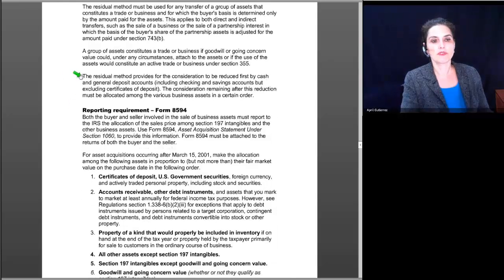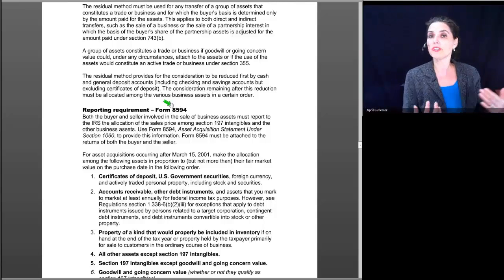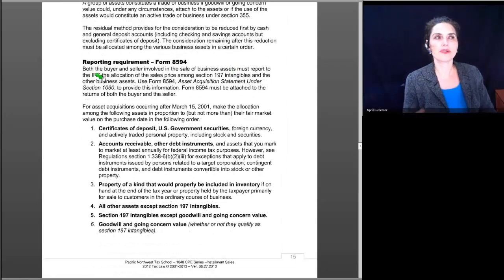The residual method provides for the consideration to be reduced first by cash and general deposits, including checking accounts but excluding certificates of deposit. The consideration remaining after this reduction must be allocated among the various business assets in a certain order. And this reporting requirement is fulfilled by completing Form 8594. That's the form where you report the sale of a business or the purchase of the business, depending on which side you are. In our case, we're working as the seller, so we would be filling out 8594 as the seller. So let's take a look at reporting requirements for Form 8594.